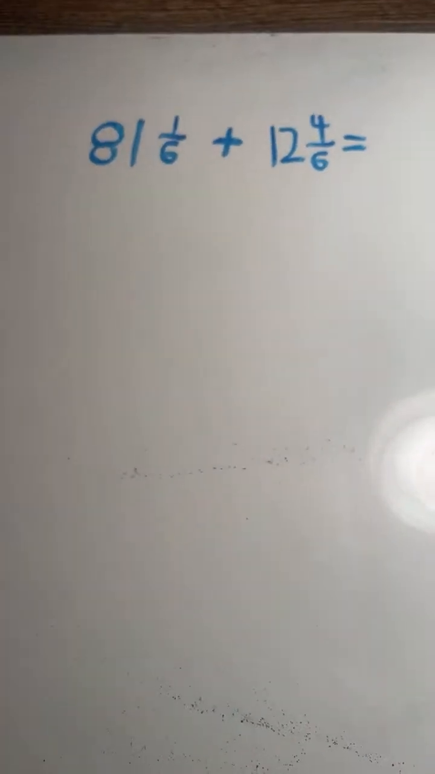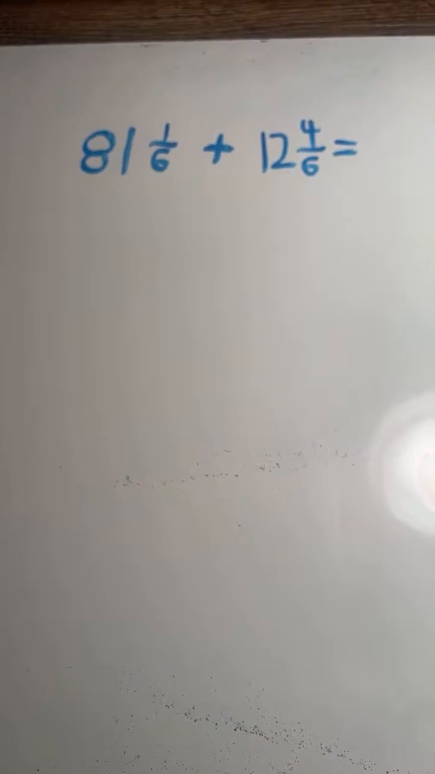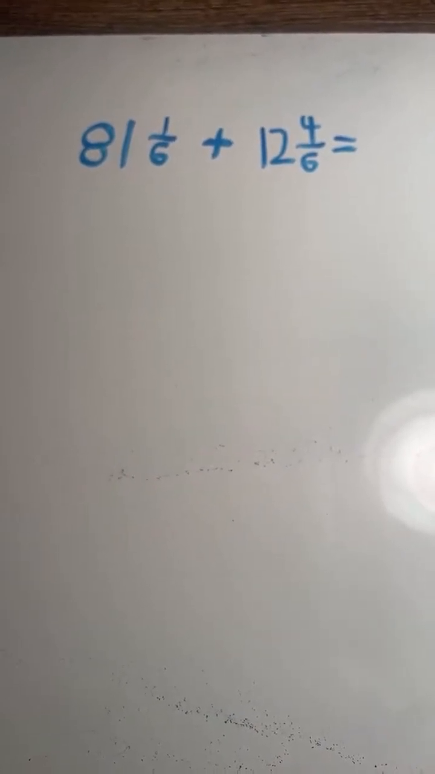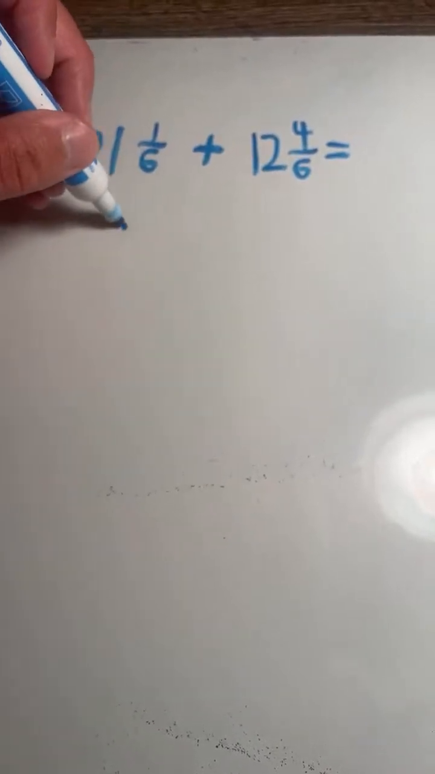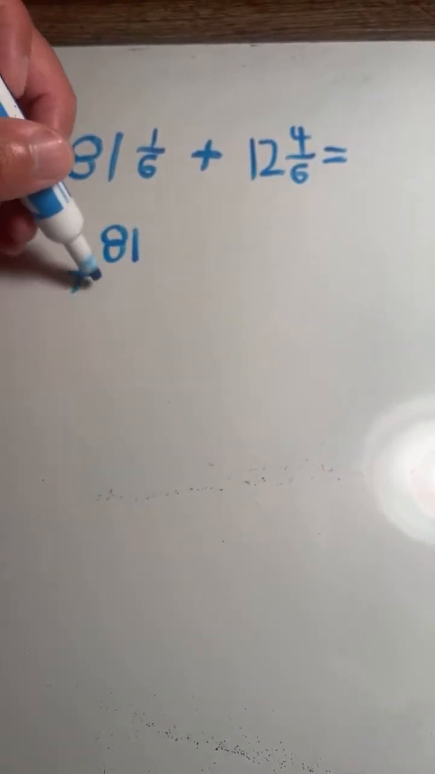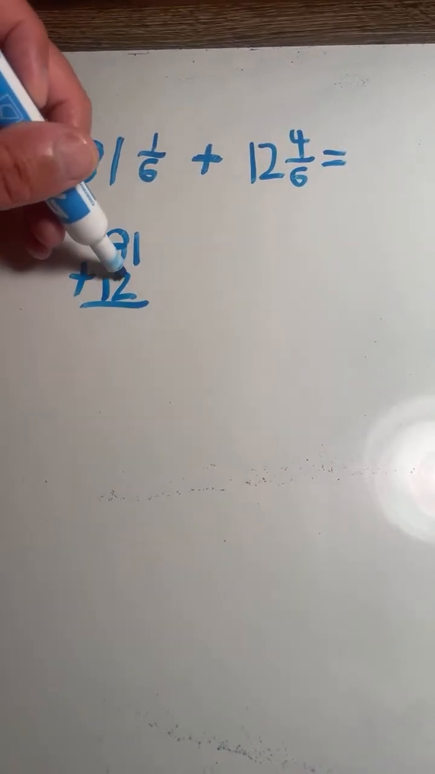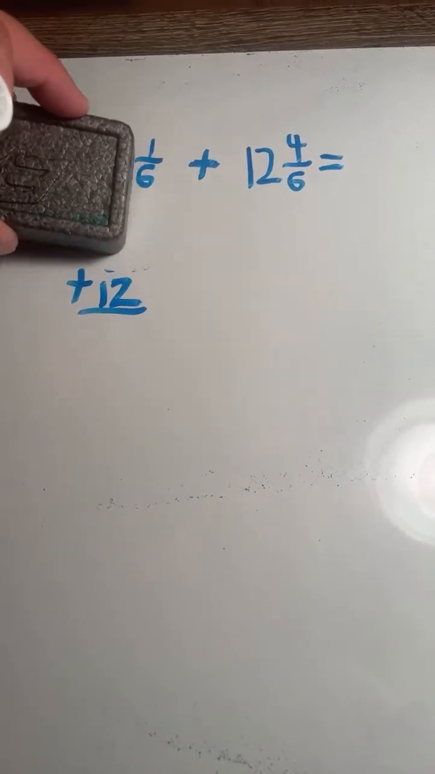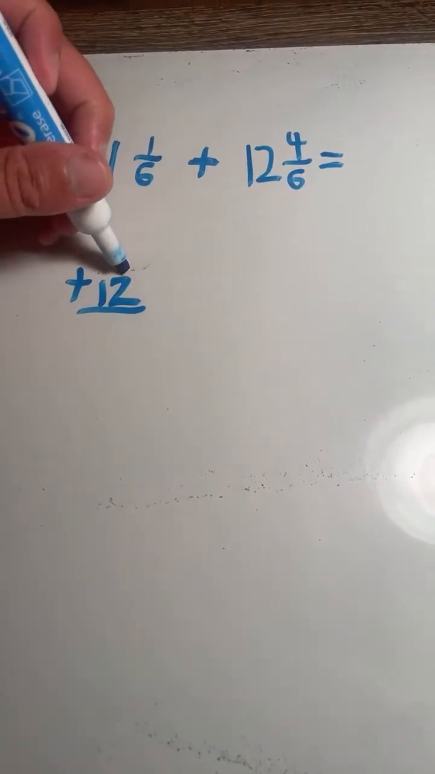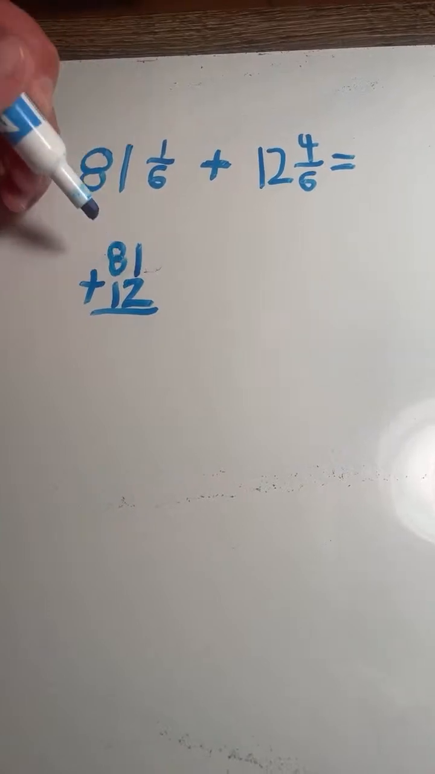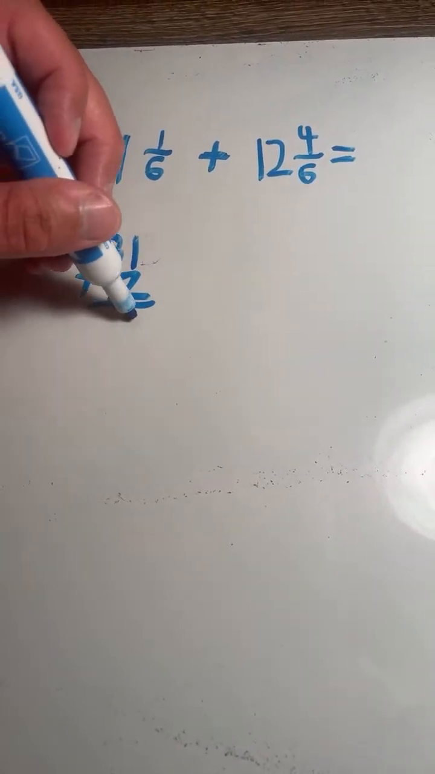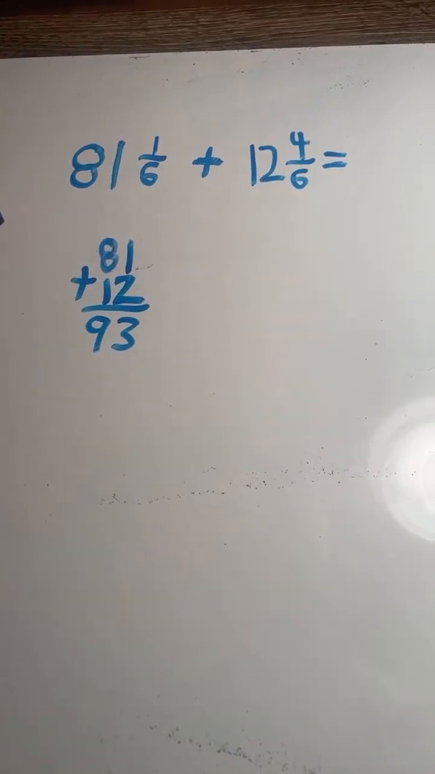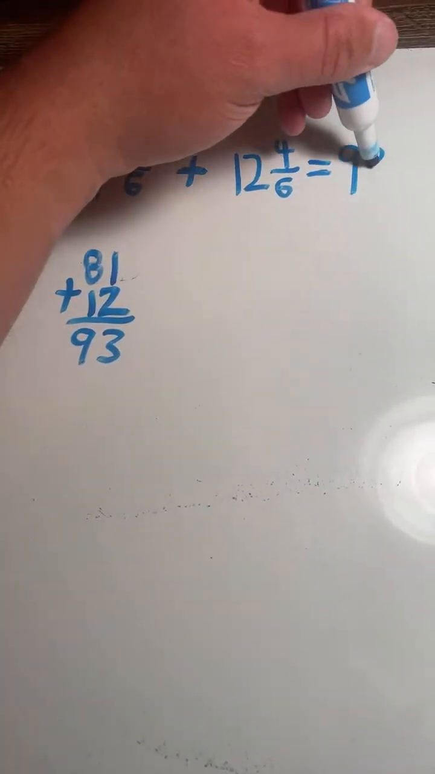All right, 81 and 1/6 plus 12 and 4/6. So step 1, we add our whole numbers, 81 plus 12. Make sure I line up the numbers here. Very important to line up the numbers, know what's in the ones place and what's in the tens place. 1 plus 2 equals 3. 8 plus 1 equals 9. So 93 is our whole number.